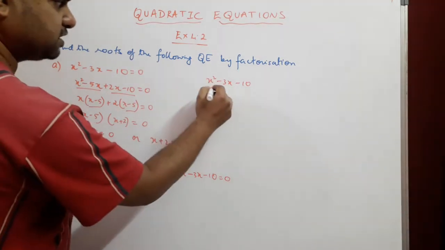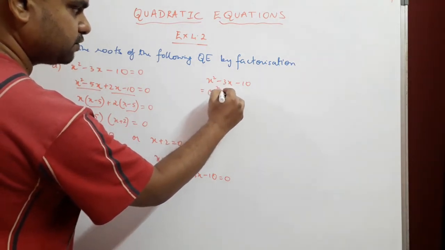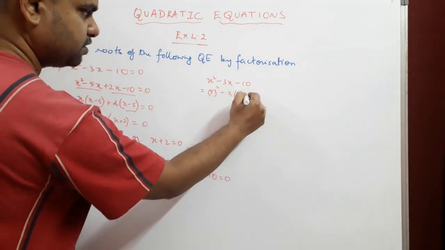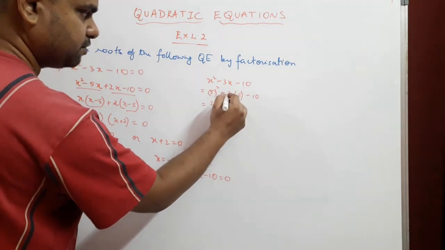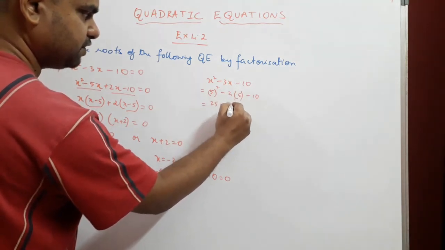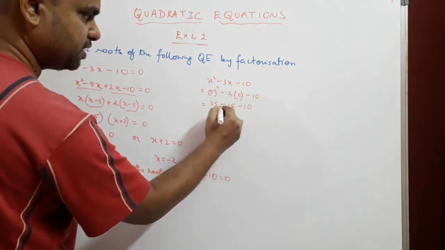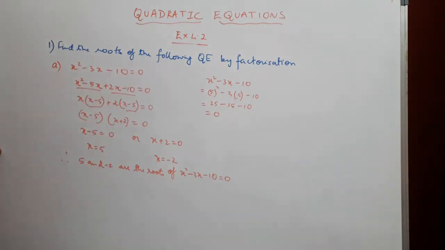So instead of x, I'll put 5. So 5, I'll put equal to sign. 5 square minus 3 into 5 minus 10. So 5 square will become 25. Minus 3 into 5 will be minus 15 minus 10. Minus 15 minus 10 becomes minus 25. Minus 25 plus 25 gives you 0, which is equal to the right hand side.